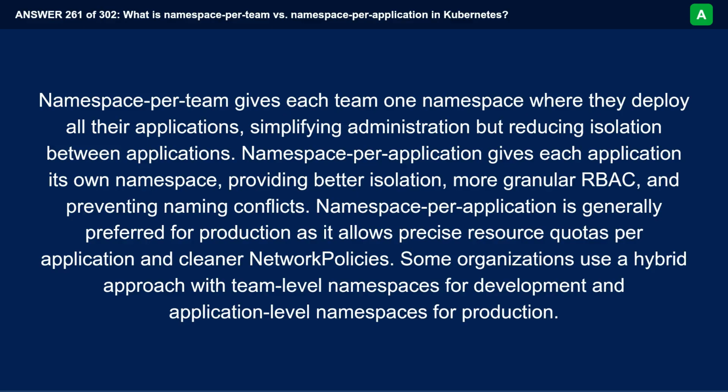Namespace per application is generally preferred for production, as it allows precise resource quotas per application and cleaner network policies. Some organizations use a hybrid approach, with team-level namespaces for development and application-level namespaces for production.